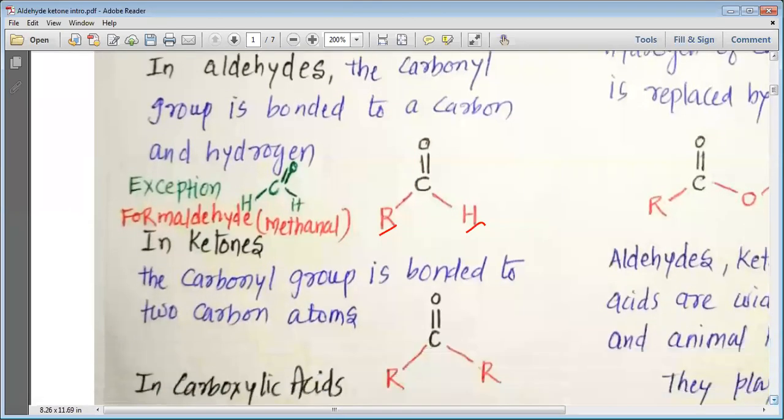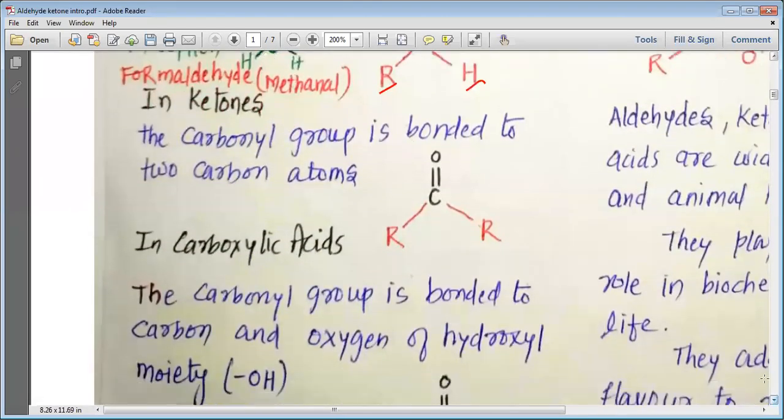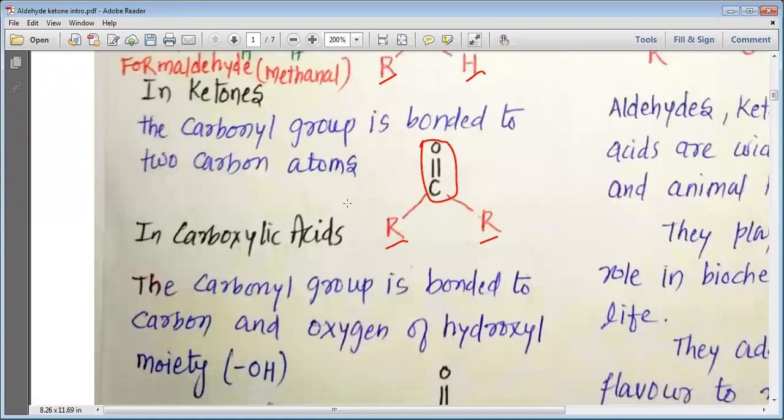Then next, my dear students, we have ketones. You can see in the structure of the ketone, this is the carbonyl group which is bonded to both carbons. So in ketones, the carbonyl group is bonded to two carbon atoms.